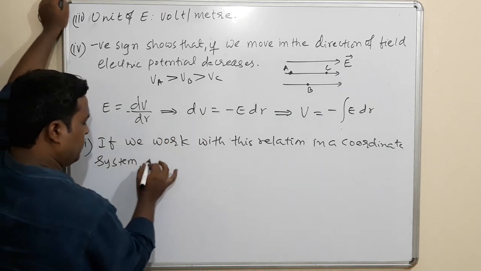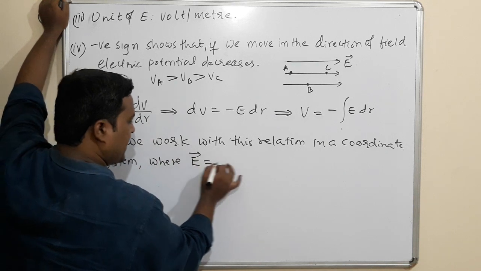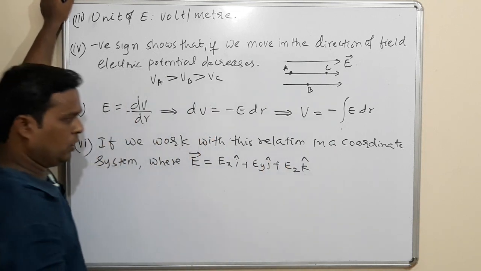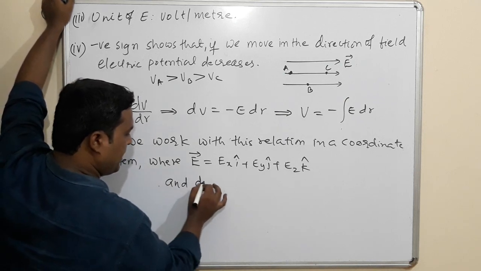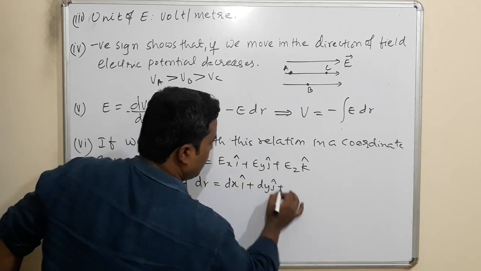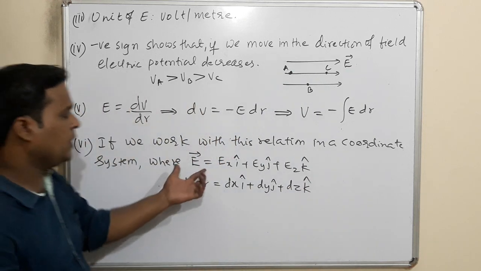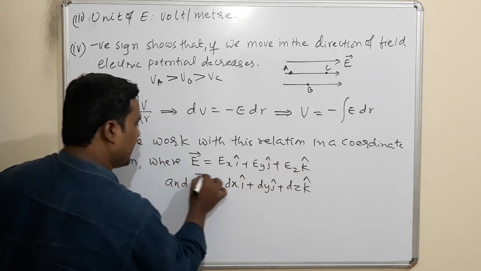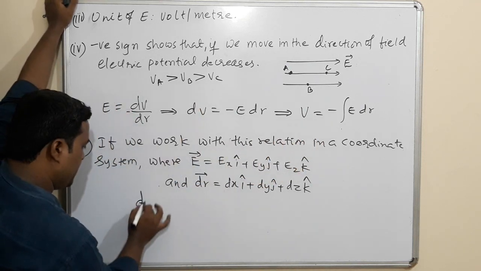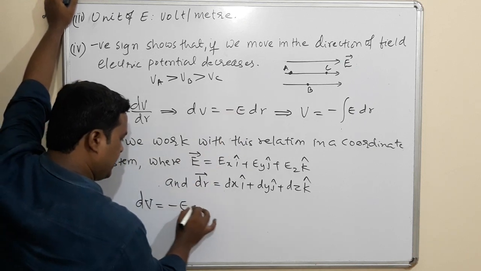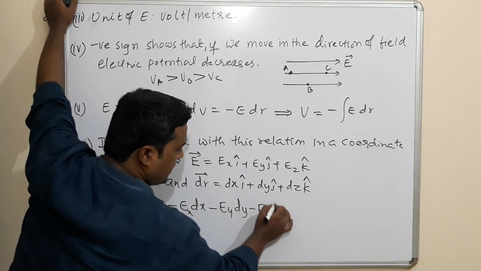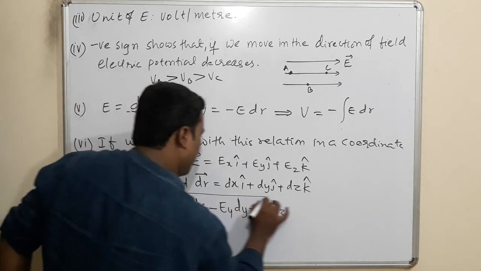If I write E as Ex i plus Ey j plus Ez k, all three components, and I write dr as dx i plus dy j plus dz k, where the electric field in three coordinates is this, and this is the vector dr, the displacement, then in the coordinate system I can write this complete potential as dV equals minus Ex dx minus Ey dy minus Ez dz. This is the relation in the coordinate system.